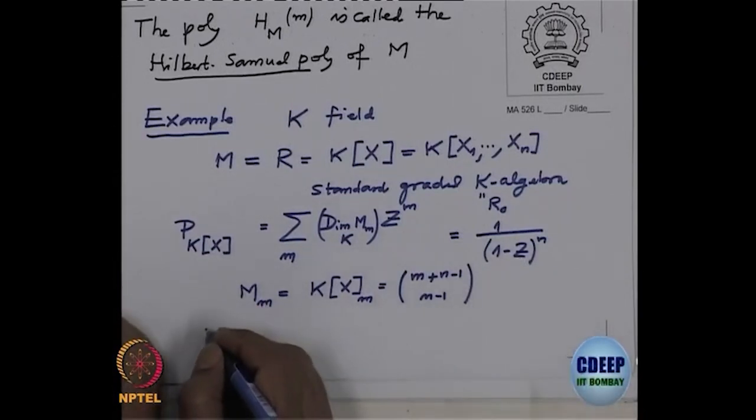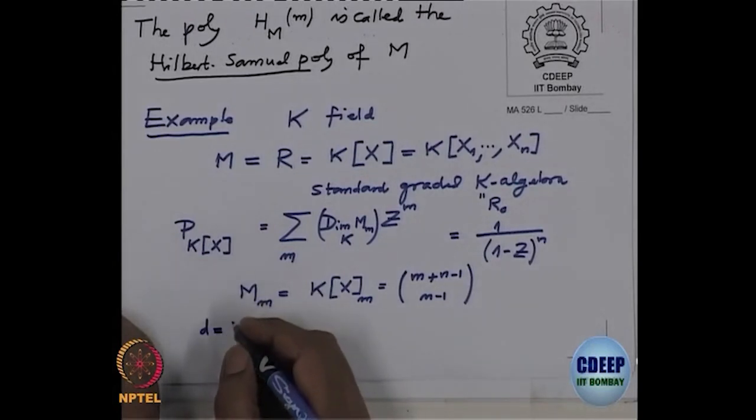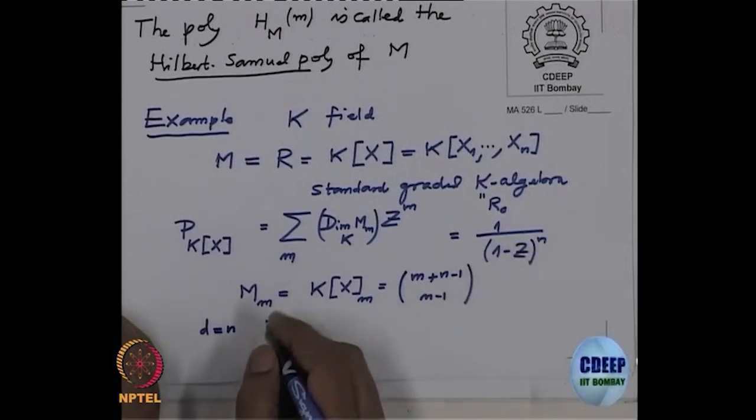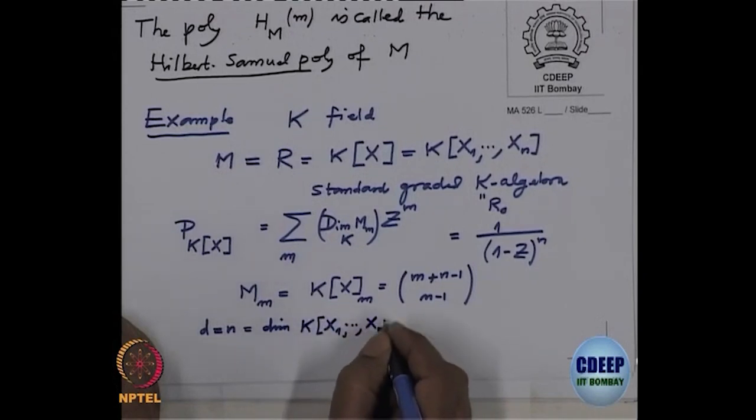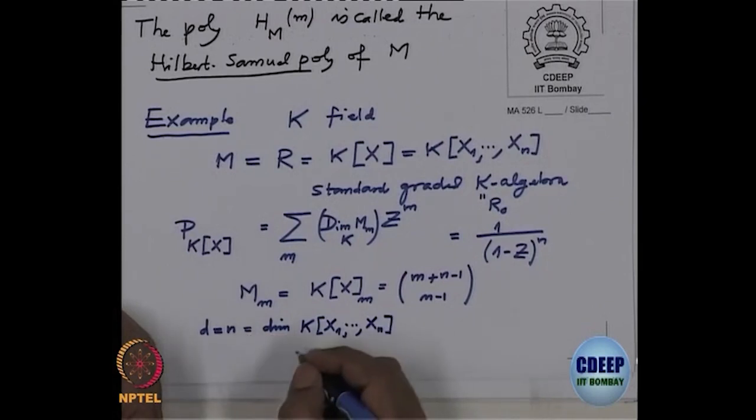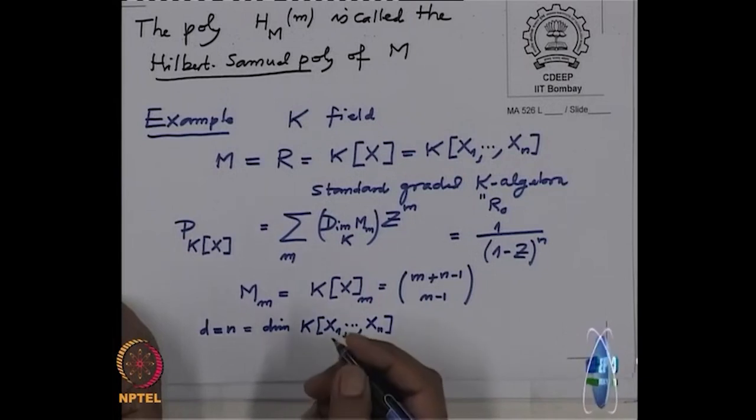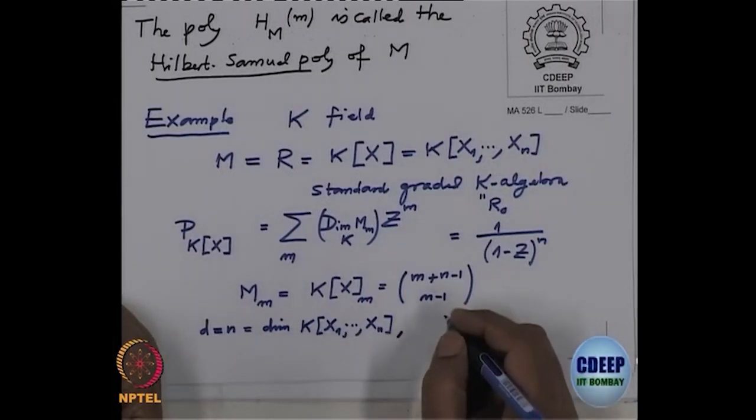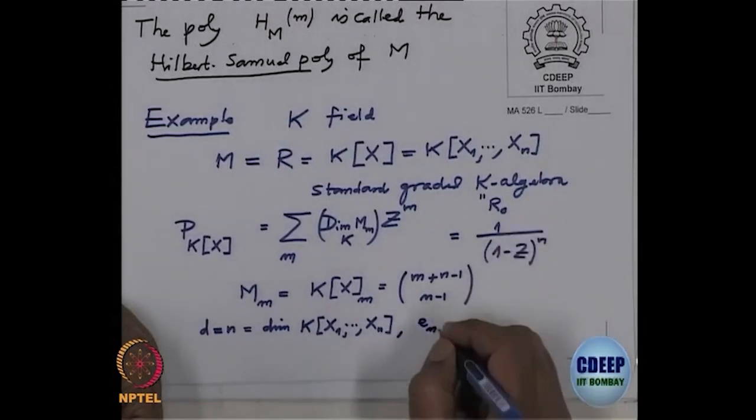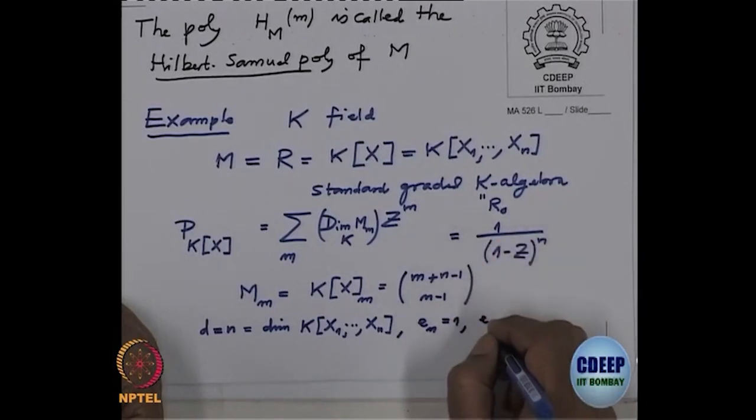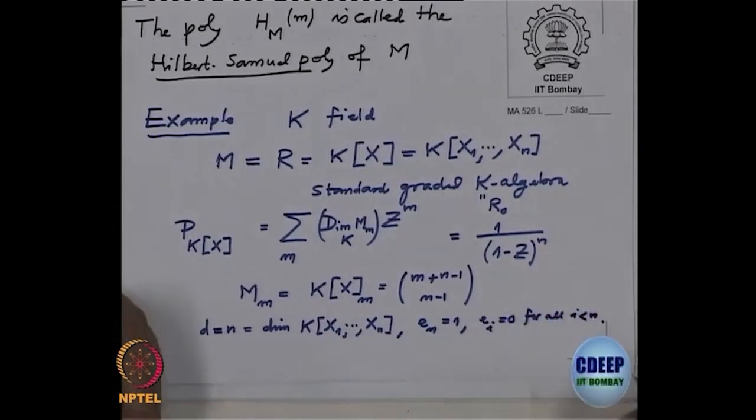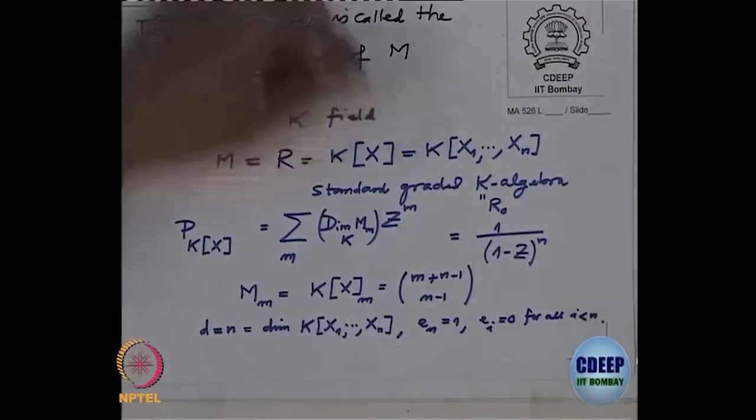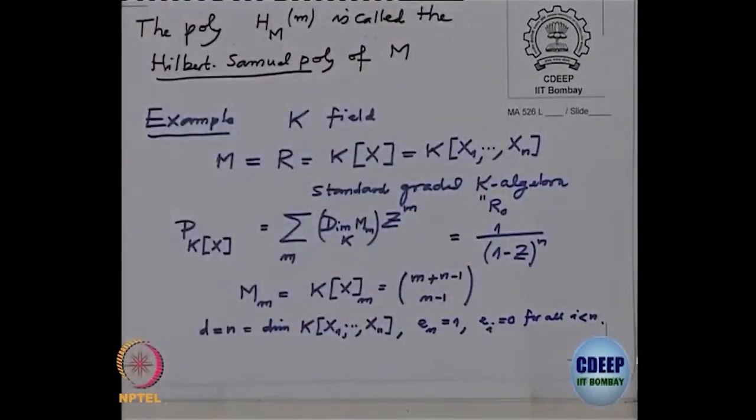So what is d in this case? d is n, which of course is nothing but the Krull dimension of our ring. This we have proved in the last lecture: if you take a polynomial ring over a field, then the Krull dimension is n. And what is e_n? It has coefficients up to e_n. So e_n is 1 and all other coefficients are 0 for all i less than n, in the corollary which we have stated, because it is only this, and so the remaining coefficients are 0.